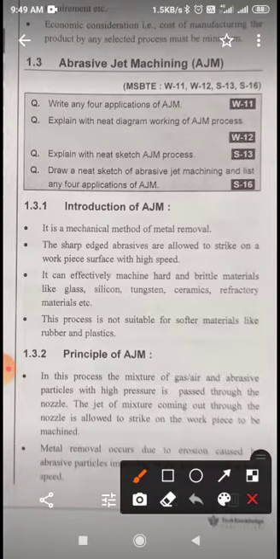Sharp-edged abrasives are allowed to strike on a workpiece surface with high speed. It can effectively machine hard and brittle materials like glass, silicon, tungsten and ceramic refractory material. It is specially used for brittle material. Keep one thing in mind, brittle material. This is not used for softer material like rubber. This method is not suitable for softer material like rubber and plastic.